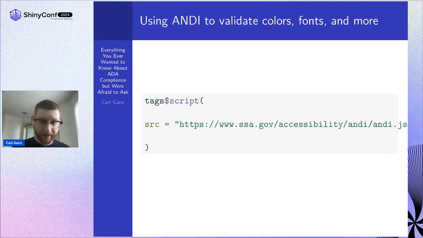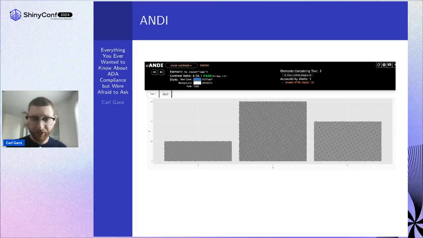All right, so I alluded a little bit to Andy earlier because this was the tool that I used to create the image in grayscale. Andy is a tool generated by the government, as you can see here, that allows you to interactively debug ADA issues in your web application. And so by just adding this little script tag anywhere into your Shiny app, you can run your Shiny application with this interactive Andy tool at the top that has these different modules for checking different things.